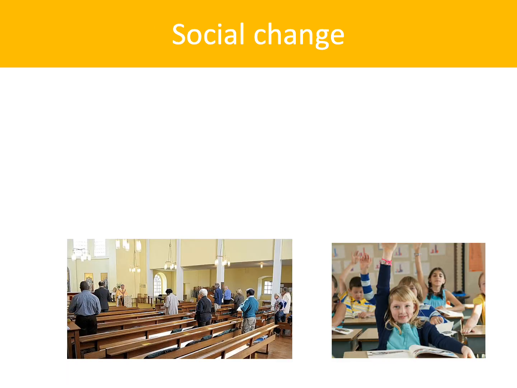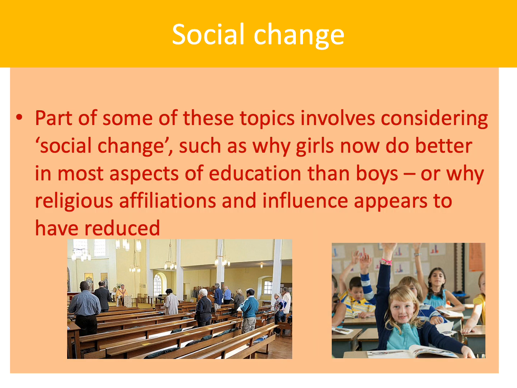So another concept in sociology that you were given some tasks on in that booklet is social change. Social change is certainly an aspect of some of the topics I've just mentioned. So why is it that girls now do better in most aspects of education than boys do? Religious affiliations have reduced. Religious influence has reduced. We've seen an awful lot of social change in the UK in recent decades.